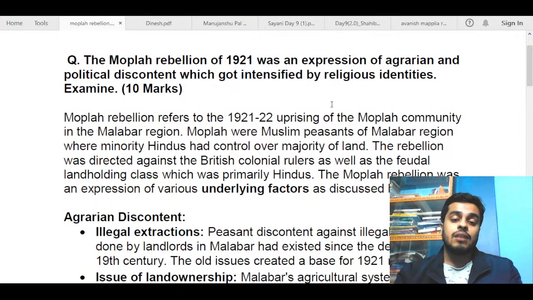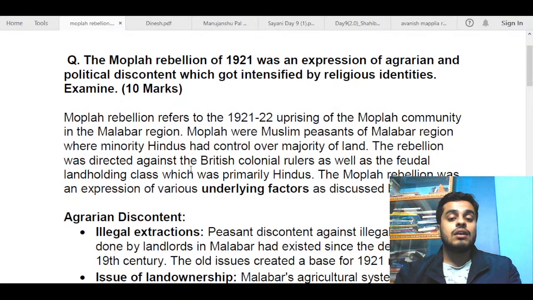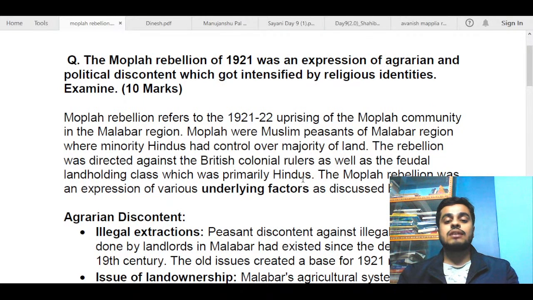So that basically stoked the rebellion. The rebellion was initially directed against the British colonial rulers as well as the feudal landholding class, which was primarily Hindu. So this landholding class also was a target of this rebellion along with the British colonial rulers. This was basically just introducing the rebellion: who the Moplahs were, against whom the rebellion was targeted, and what the region was. So this was the introduction part.